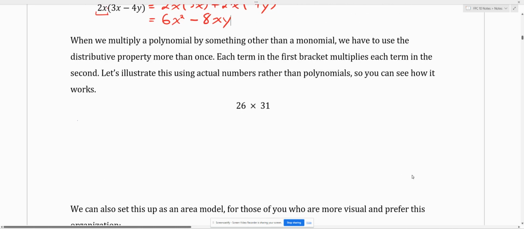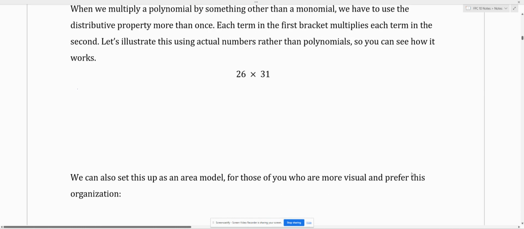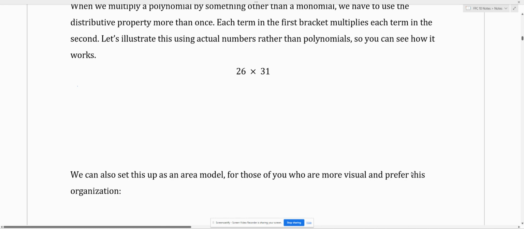And your Math 9 teacher might have shown you some stuff like this, and they might not have because it is technically Math 10 curriculum. But first, I'm going to bring back, how do we multiply 26 times 31? Well, many, many years ago, probably grade 3-ish, you learned how to multiply two-digit numbers. And you were given a bit of an algorithm to do this.